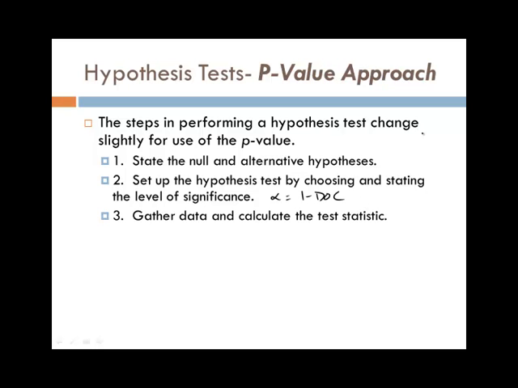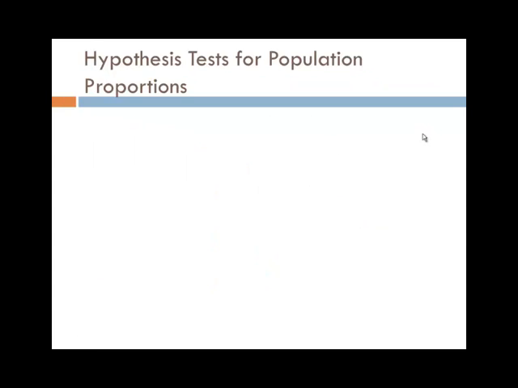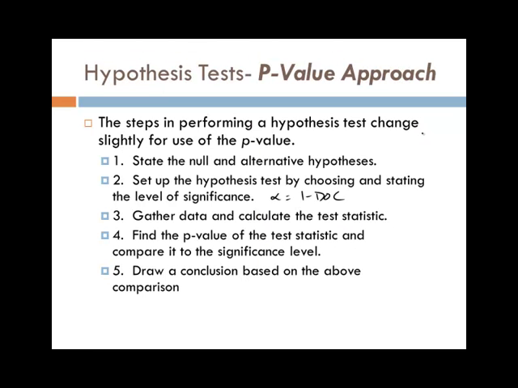Gather data and calculate the test statistic. Find the p-value of the test statistic and compare it to the significance level. Draw a conclusion based on the above comparison. Okay, so those are the steps that we follow in order to determine, and then don't forget to give your conclusion as a sentence or paragraph.